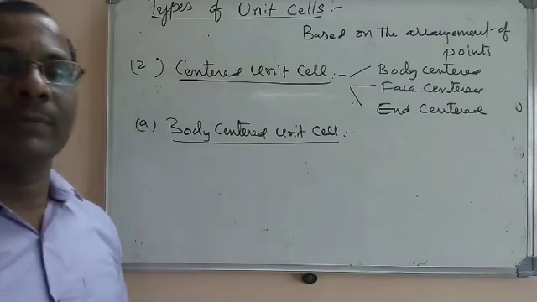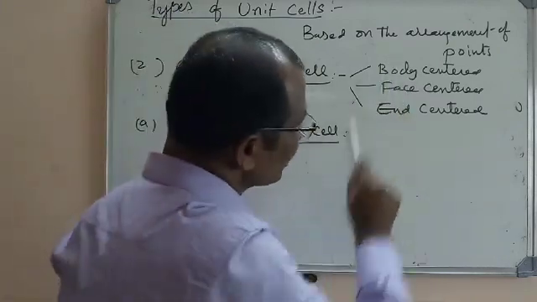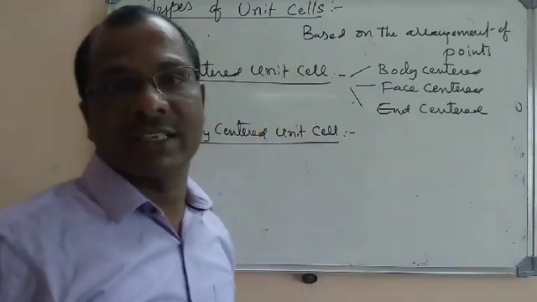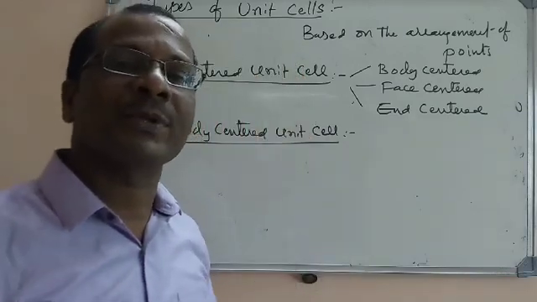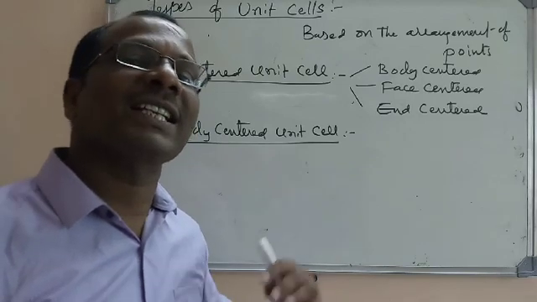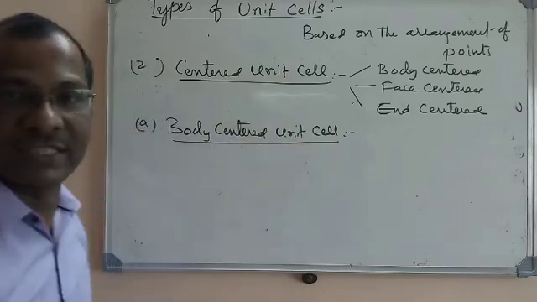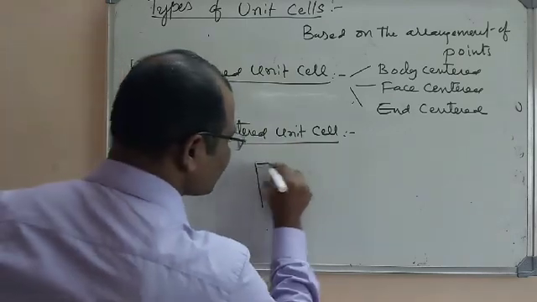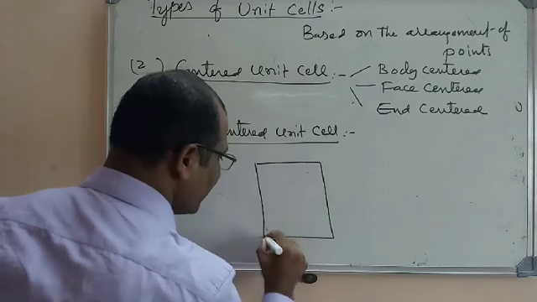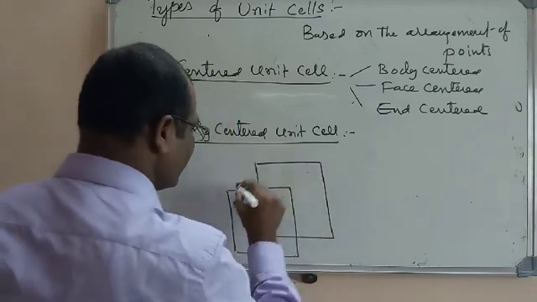First the primitive unit cell, then the body centered unit cell, face centered unit cell, and lastly end centered. Altogether there are 4 types of unit cells based on the position or arrangement of the lattice points. Now we are discussing the body centered unit cell. I am taking one cubical unit cell again here.